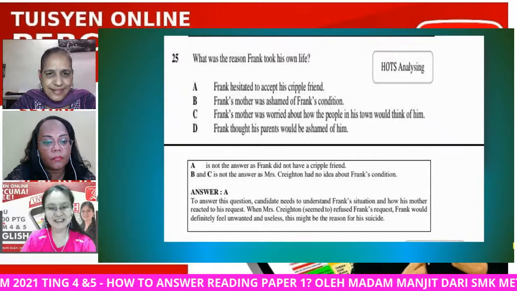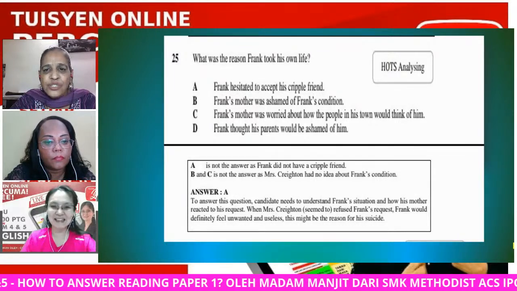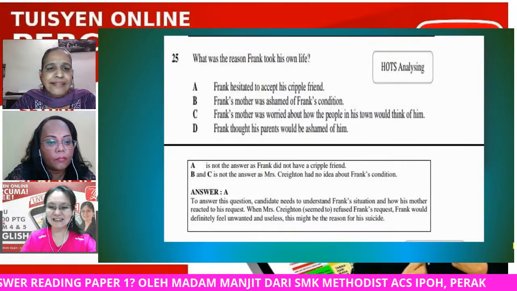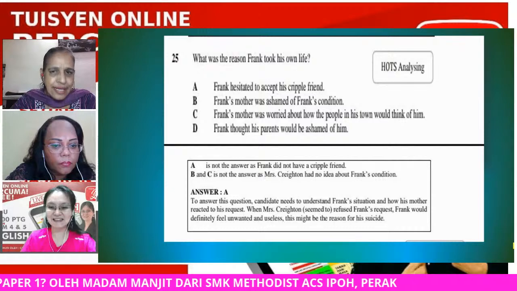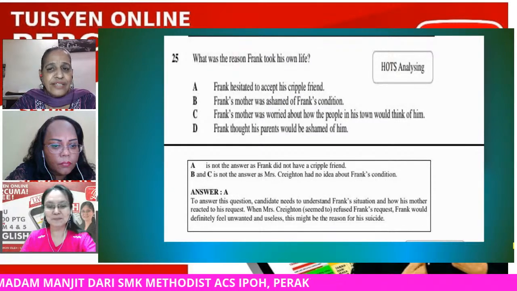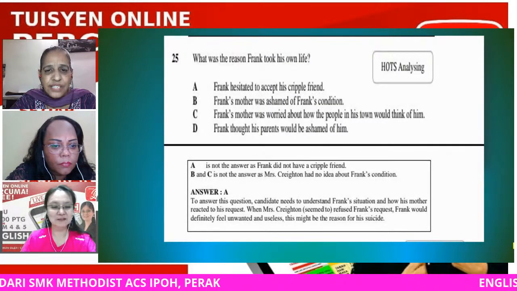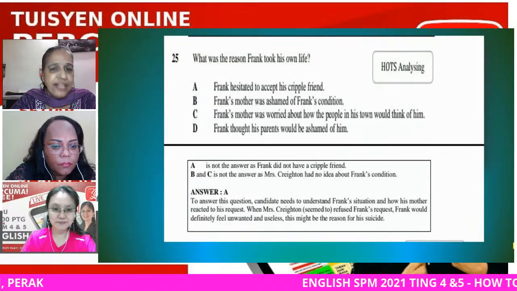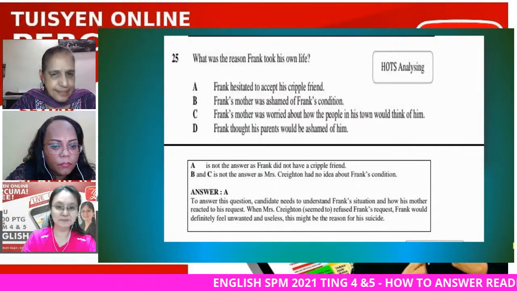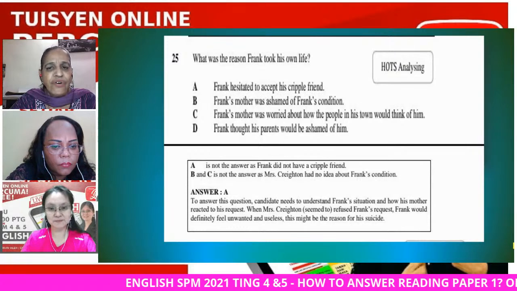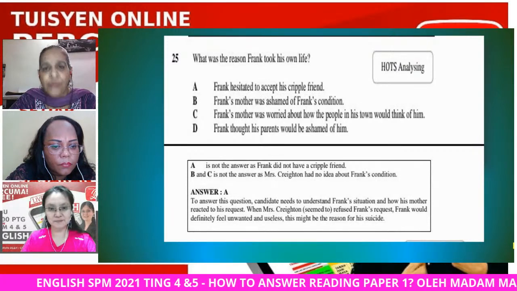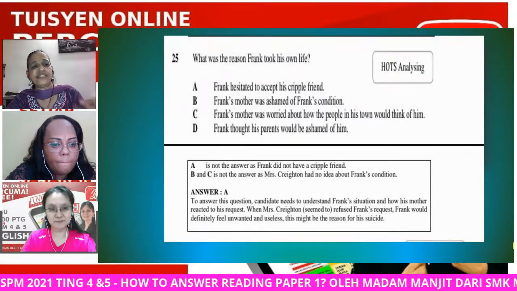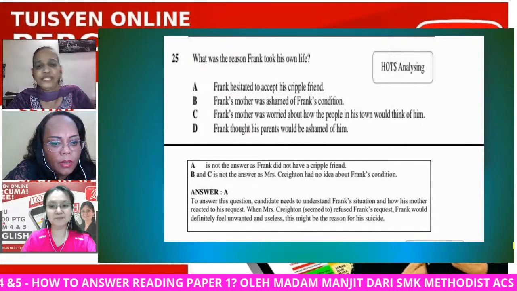To answer this question, candidates need to understand Frank's situation and how his mother reacted to his request. Okay, we need to understand Frank's situation. When Mrs. Clinton seemed to refuse Frank's request, Frank would definitely feel unwanted and useless. This might be the reason for his suicide. He feels that his parents don't like him, because he actually did not say that he is the one, but he mentioned his friend.